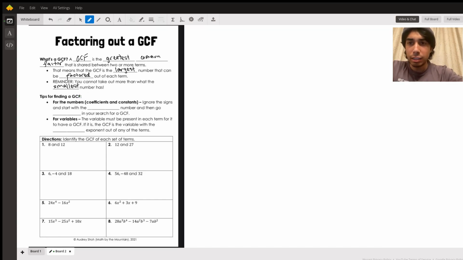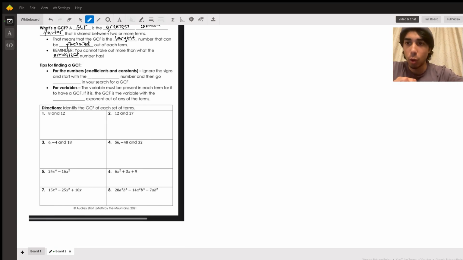Okay, tips for finding a greatest common factor. So for the numbers, for coefficients and constants, don't worry about the signs, don't worry about plus or minus, and just start with the largest number and then go downward in your search for a greatest common factor. The largest number and then go down. And for variables, like your X's, Y's, A's, and B's, the letter must be present in each term for it to have a greatest common factor. And if it is, meaning if you have an X on every single term that we're working with, then the greatest common factor is going to be the one with the lowest exponent out of any of the terms.